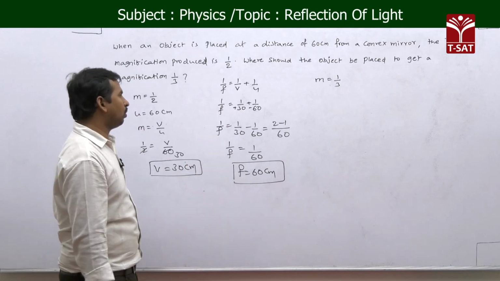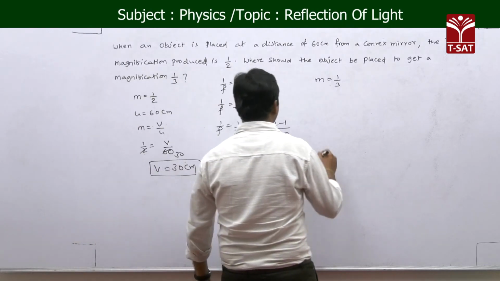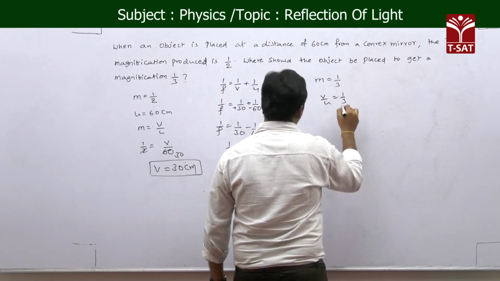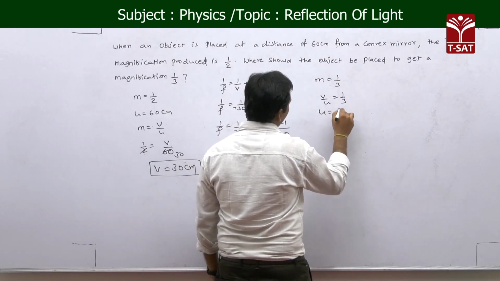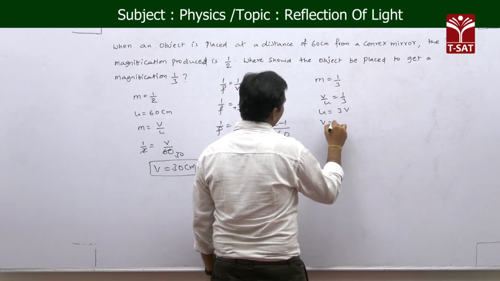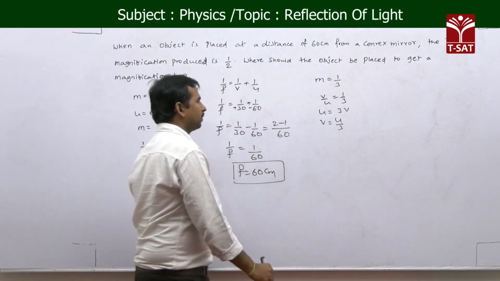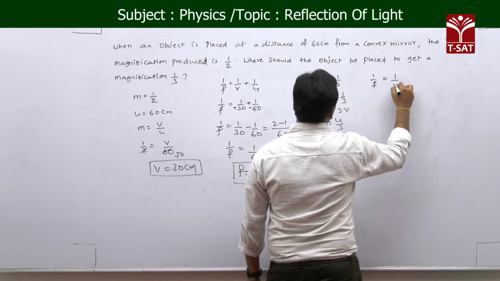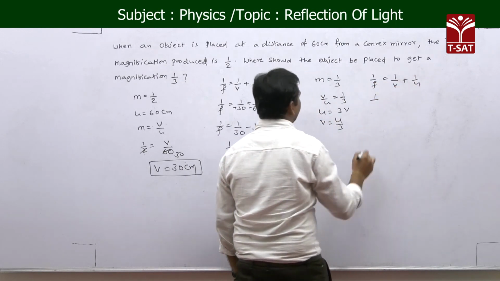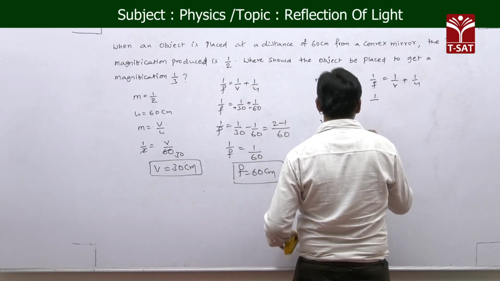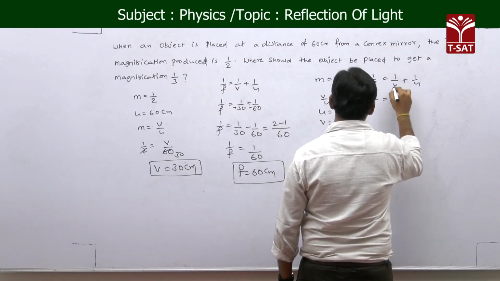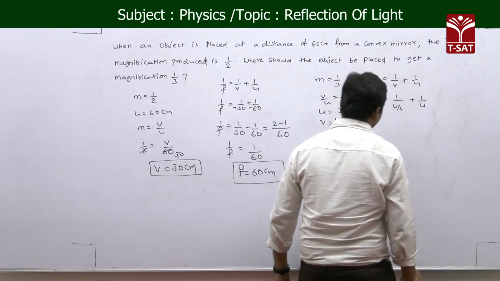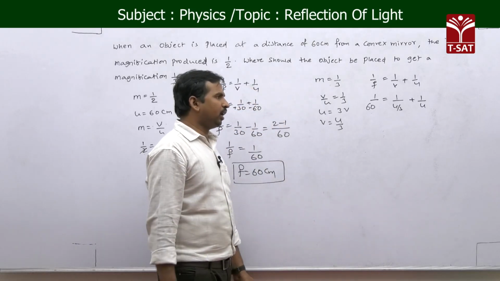Then if m is equal to 1 by 3, then we know that as m is v by u, equal to 1 by 3, then u is equal to 3v or v is equal to u by 3 we have to take. Then we know that 1 by f is equal to 1 by v plus 1 by u. Then 1 by f, where f is given as 60 centimeters, is equal to 1 by v, with v being u by 3, plus 1 by u.